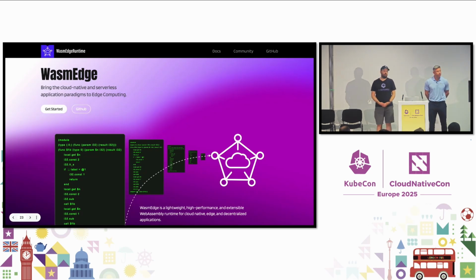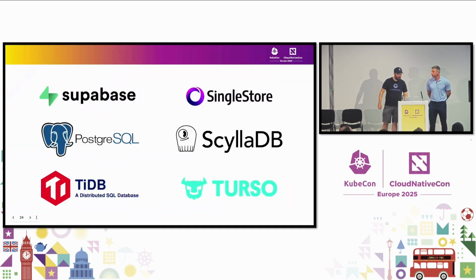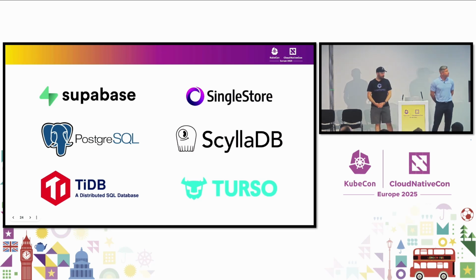So WasmEdge is another CNCF project that's very much geared towards, as it's in the name, the edge, kind of edge devices. It has a lot of built-in things for AI and other cool goodies. It's batteries included. They have partial component model support and are implementing more constantly. So they're yet another implementation of all this that lets you have those cool extension features.